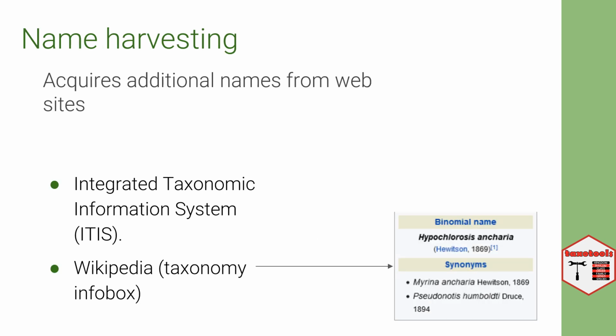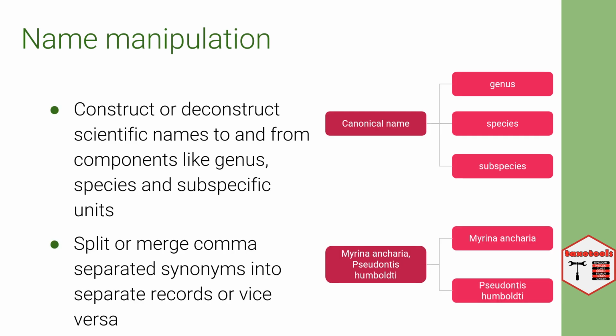So I developed functions for name harvesting, basically acquiring additional names from different websites like the Integrated Taxonomic Information System, or ITIS, or we can even harvest names from the Wikipedia taxonomy info box. It has surprisingly interesting and useful information in those taxonomy info boxes.